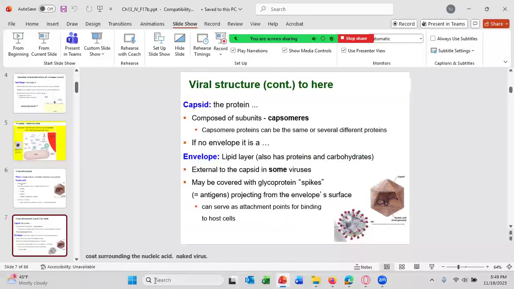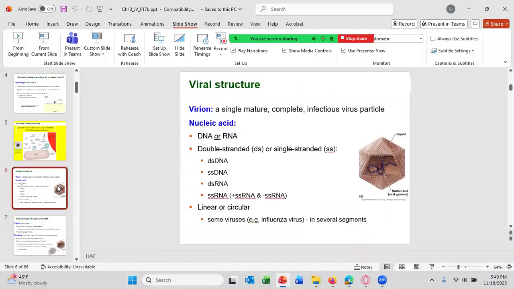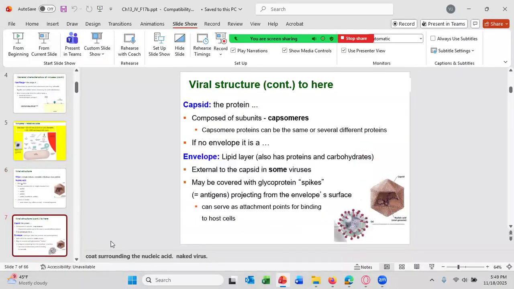Let me make sure I got everything I was talking about. All right. So I've already mentioned that all viruses have a genome, which is either DNA or RNA, and they have a protein coat around that genome. The protein coat is also called a capsid.